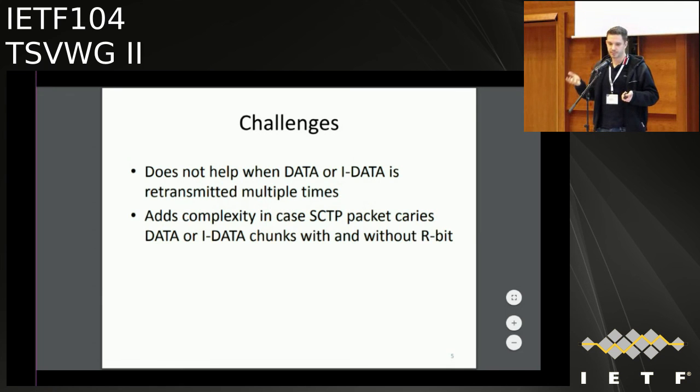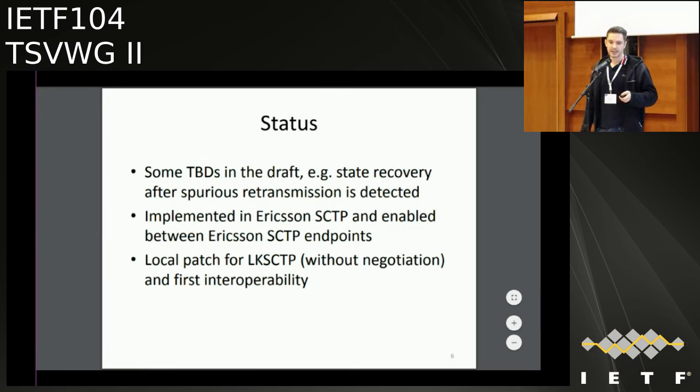It's straightforward for implementation. There are a couple of challenges. The first challenge is that if the same data was retransmitted multiple times, then you cannot distinguish between those retransmissions. But it still gives you the possibility to at least detect spurious retransmission. The other challenge is that if you get a packet which includes data with and without the R bit, it brings some complexity to implementation, because then you need to send back two acknowledgements, one with the R bit and the other without. The current version is 0.0, and there are a couple of TBDs. The main TBD is state recovery after spurious retransmission detection. So we need to describe it.